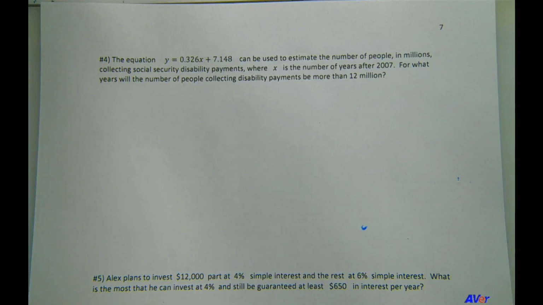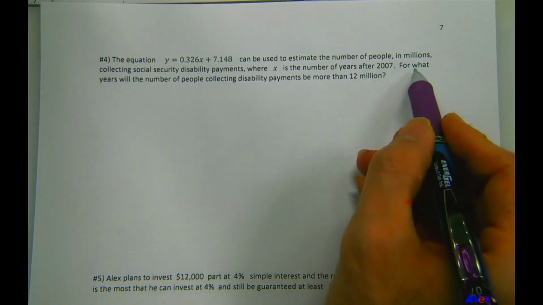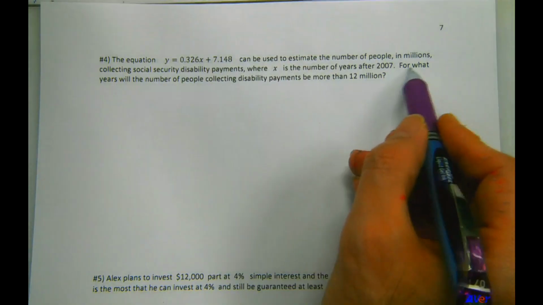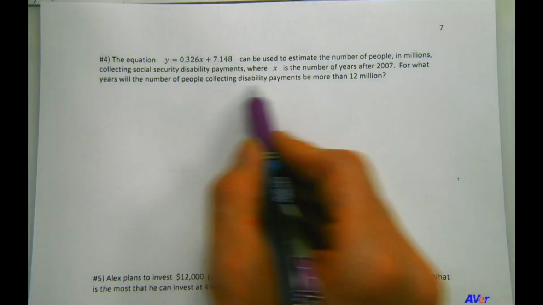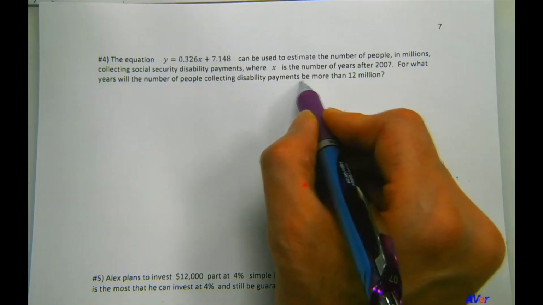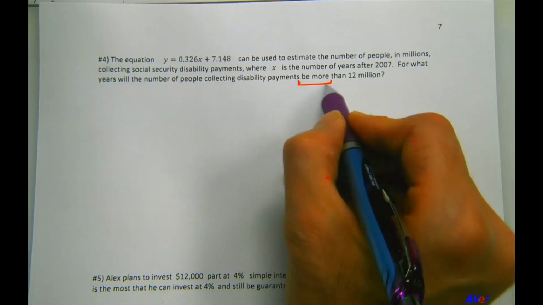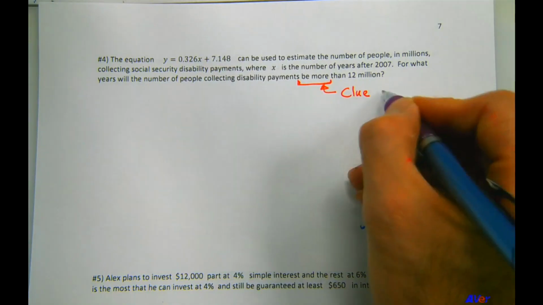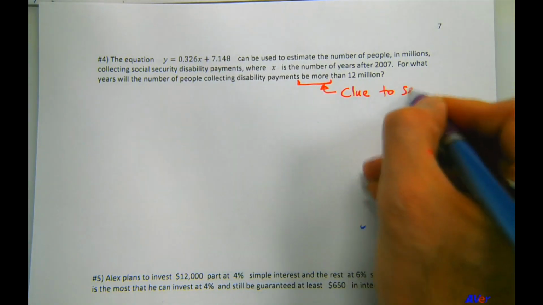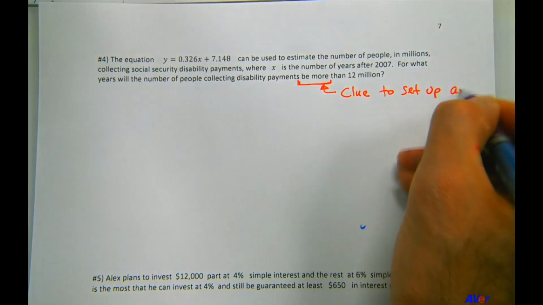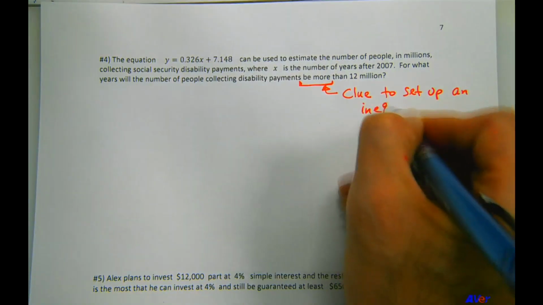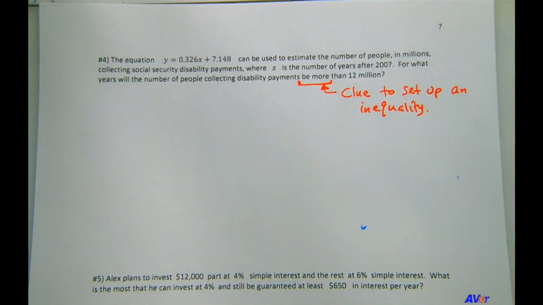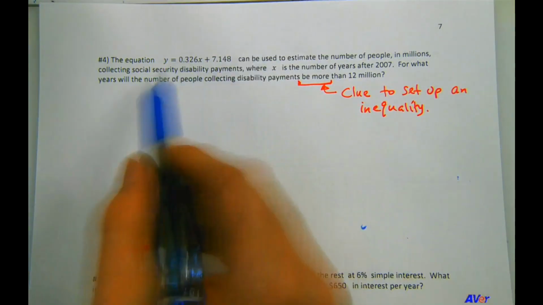So here, in this case, we're looking for clues for inequality. It says, for what years will the number of people collecting disability payments be more than. This is our clue to set up an inequality. That's the clue for that. Okay, so now let's read the problem.